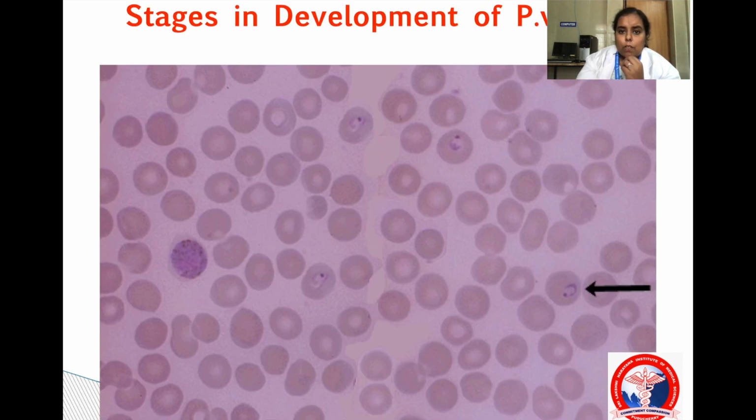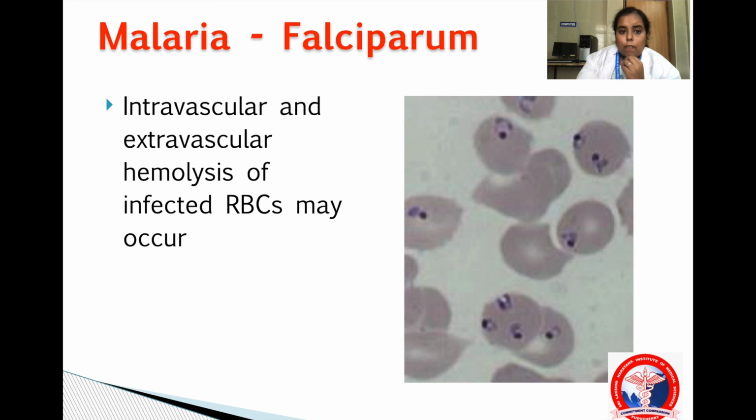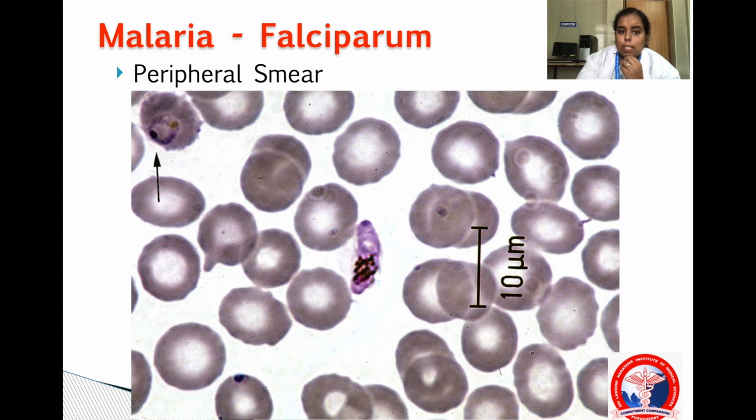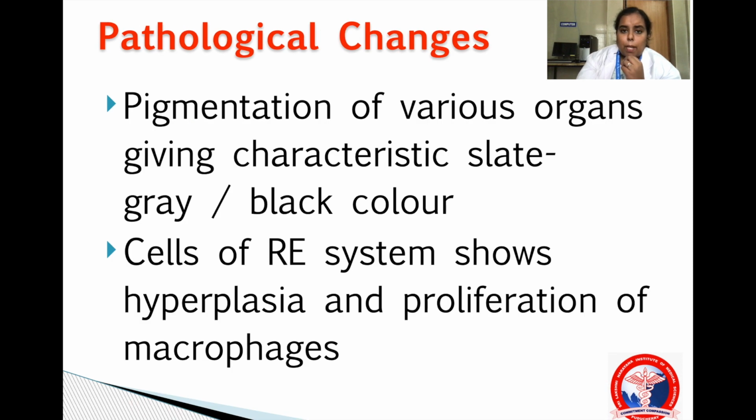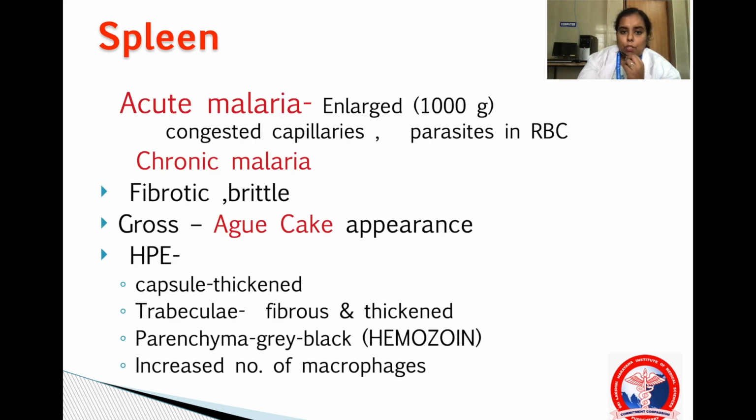So these are the various stages of the development of Plasmodium vivax. You can see the ring stage. Intravascular and extravascular hemolysis of the infected RBCs can occur in falciparum. Here you can see the ring shape and the gametocyte found in falciparum. Pathological changes in other organs include a characteristic slate grey or black color. The reticuloendothelial cells show hyperplasia and proliferation of macrophages.